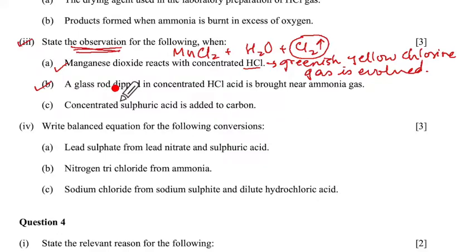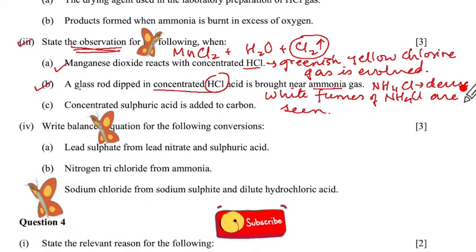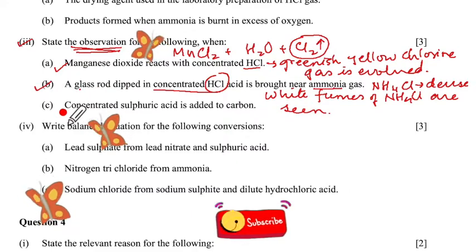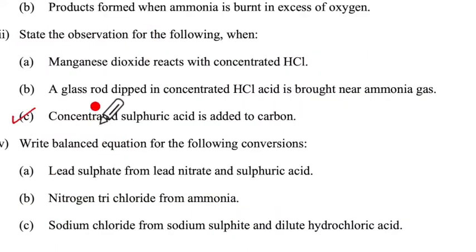B, a glass rod dipped in concentrated HCl acid is brought near ammonia. Now ammonia and concentrated HCl will react with each other forming NH4Cl. What do we know about NH4Cl? It is going to be dense white fumes of ammonium chloride are seen. That is our observation for B. Let us come to the C part.